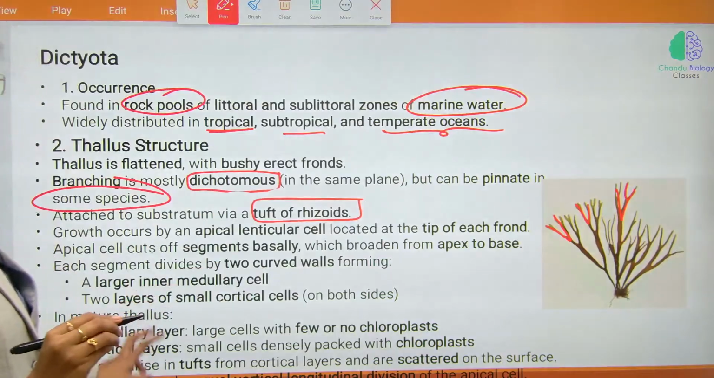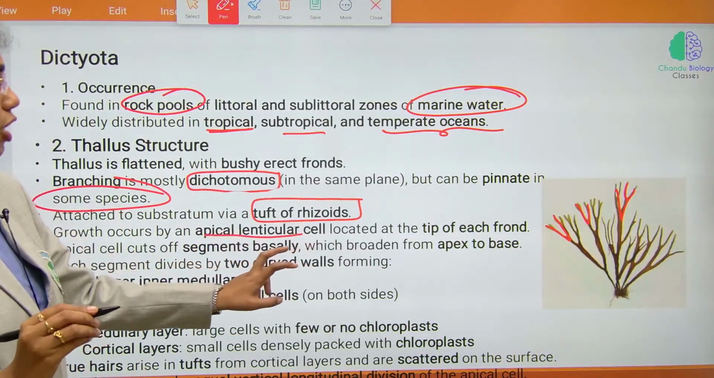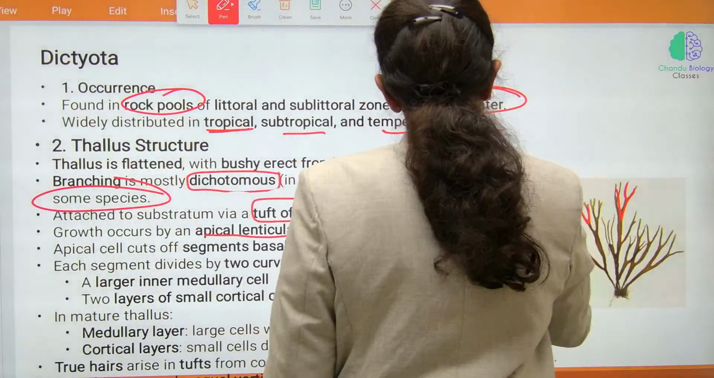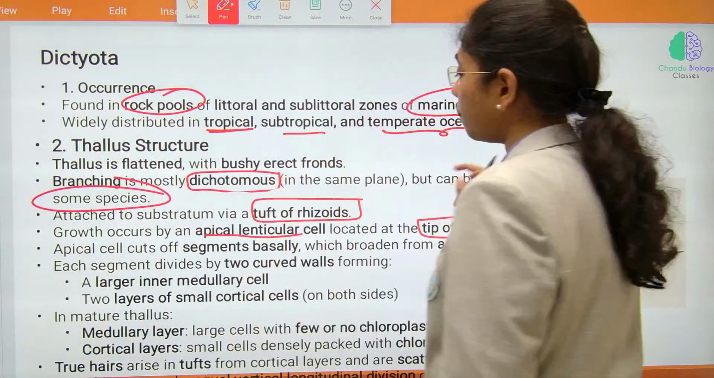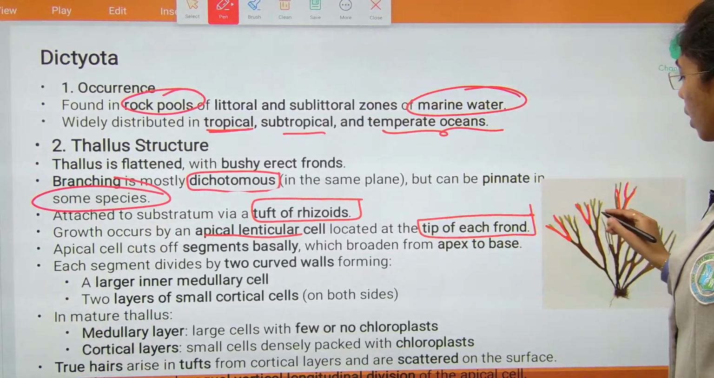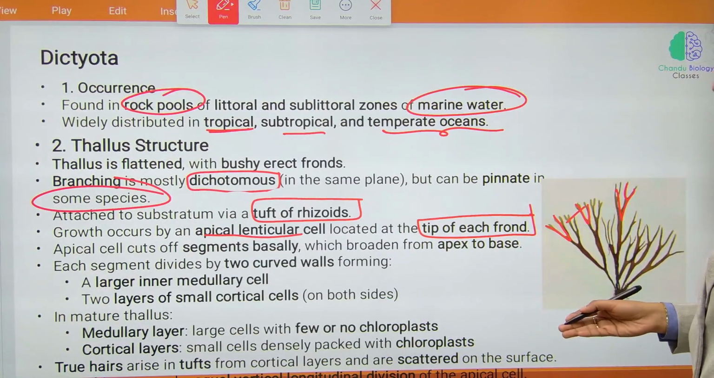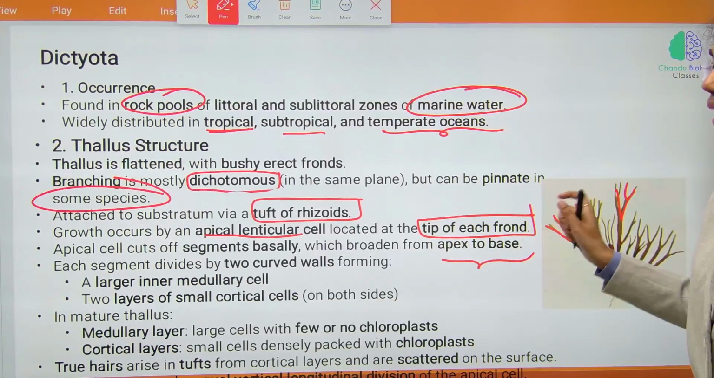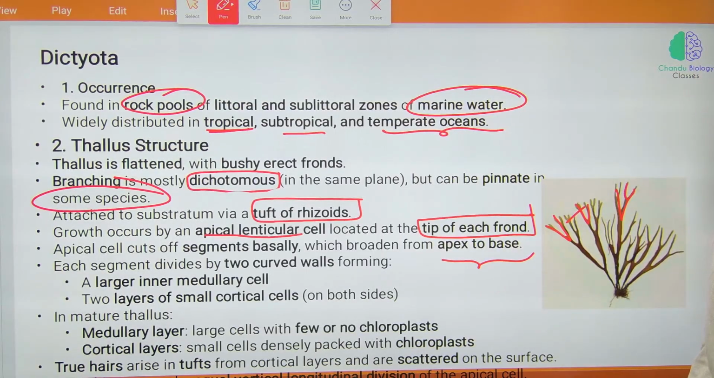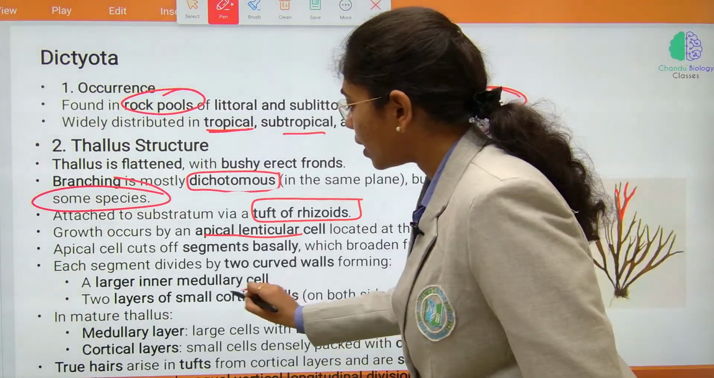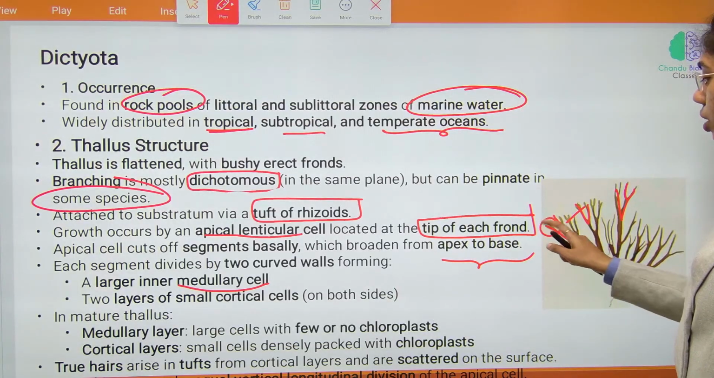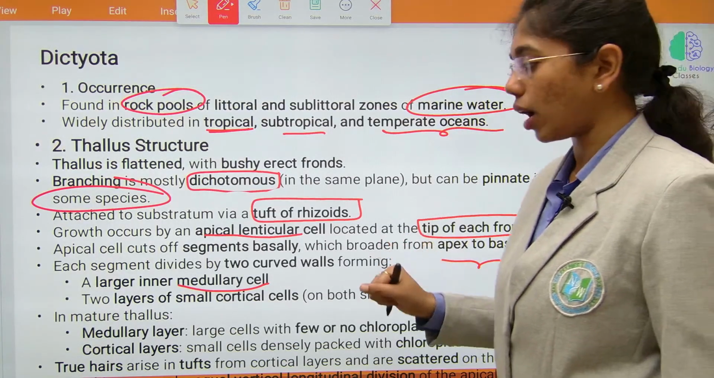Growth occurs by an apical lenticular cell, which is located at the tip of each frond. The apical cell cuts segments which broaden from the apex to the base. Each segment divides by two curved walls, first into a larger inner medullary cell and two layers of small cortical cells.